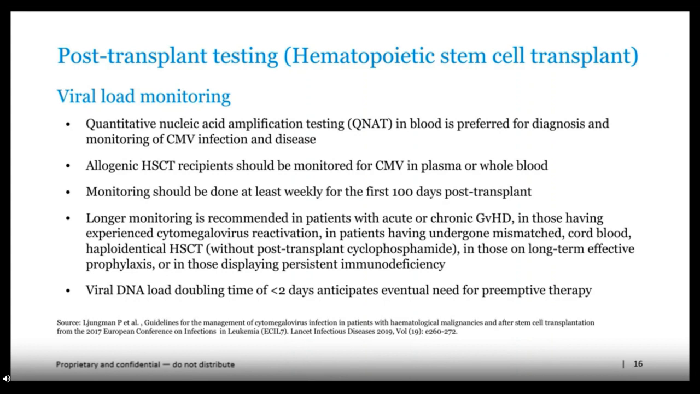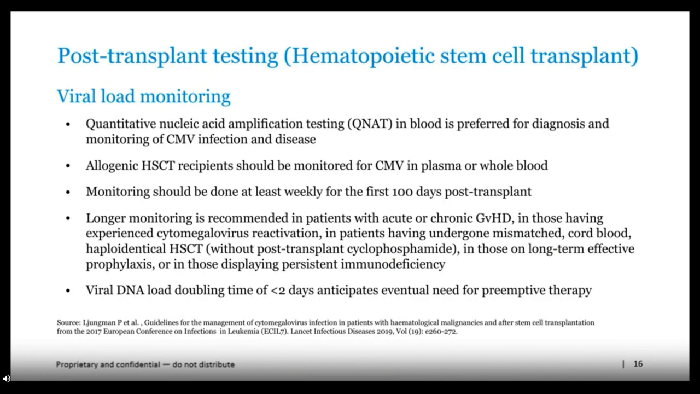We already talked about the specimen type. My preference is for plasma, but some labs are still using whole blood. We already touched on this point. The first 100 days post-transplant is the time when the patients are at most risk for CMV disease, and it should be done at least on a weekly basis.